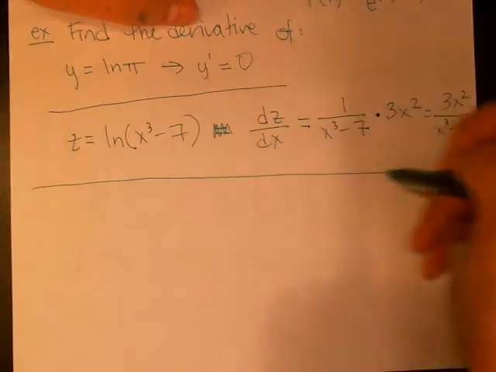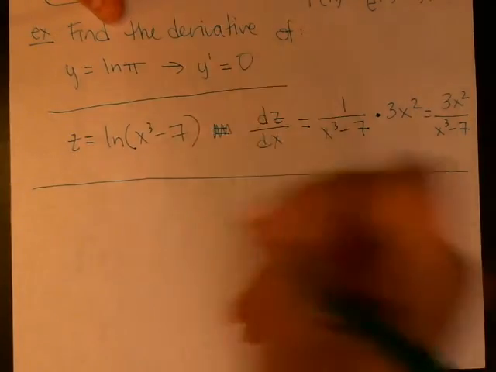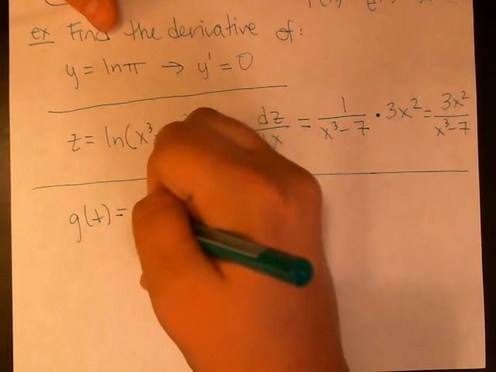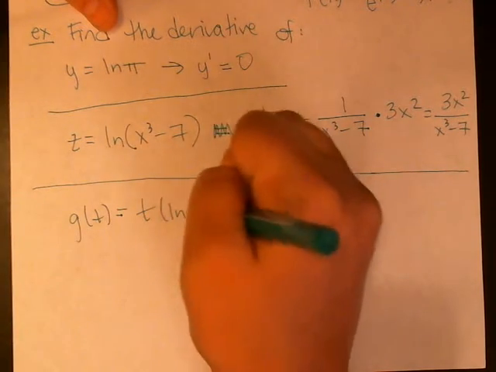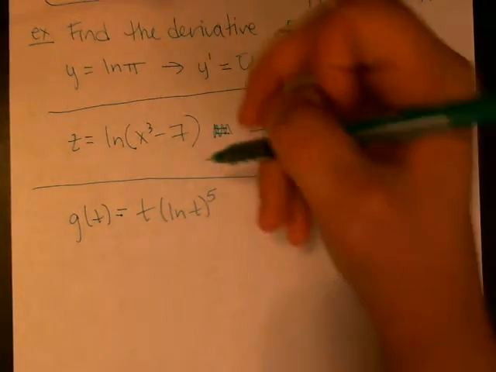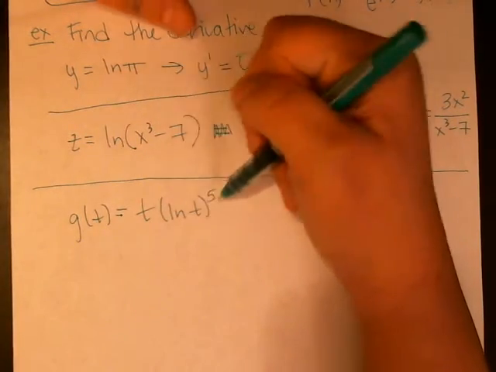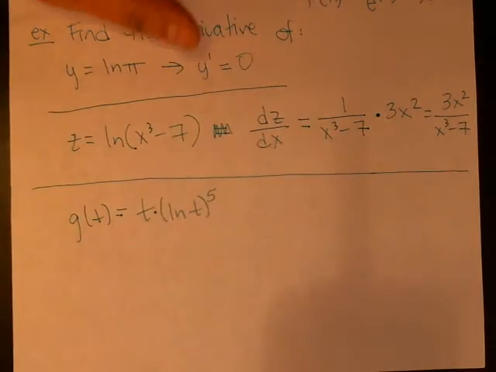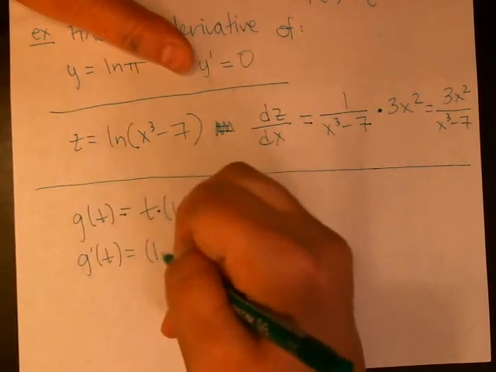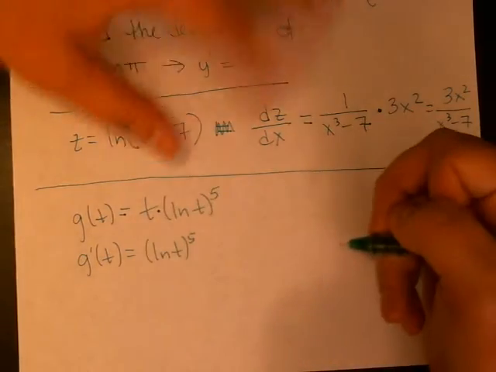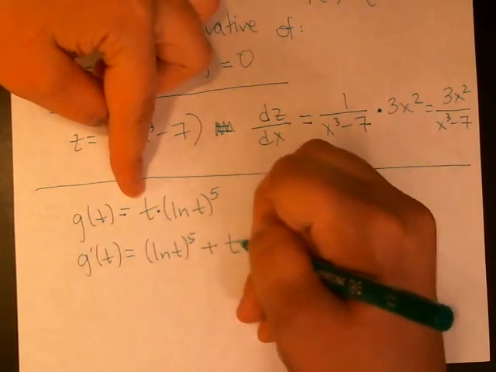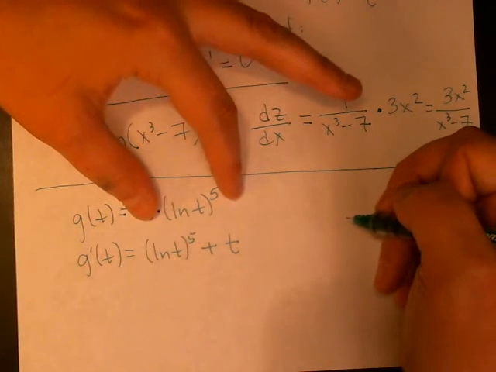How about, I keep getting kind of uphill on you, if I have one more, g of t is equal to t times the natural log of t raised to the 5th power. Again, it's all about that big operation. Here, we would take the log of t, we'd raise it to the 5th, and the last thing we do is multiply. So this is going to be a product rule. We're going to want that second multiplied by the derivative of the first, which is conveniently just 1. And then we want the first multiplied by the derivative of the second.